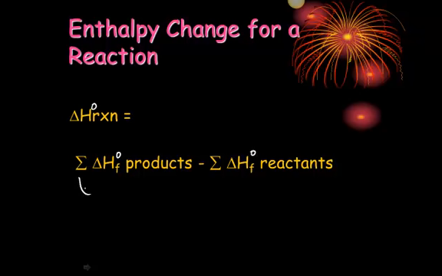This sigma is a summation sign, and it just means sum. So you're going to add all the products' enthalpies of formation together, and you're going to subtract all the reactants' enthalpies of formation. Be sure you keep track of signs. So if it's given as an exothermic enthalpy of formation, make sure you include the negative sign in the equation when you actually go to solve.